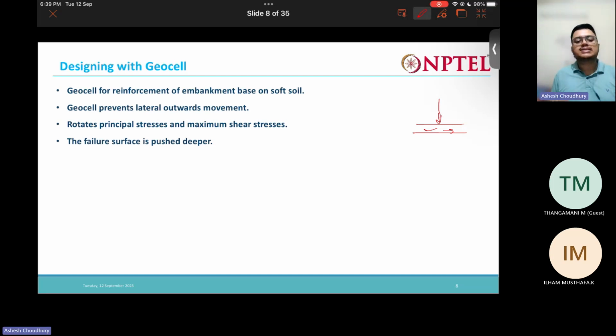The geocell actually rotates the principal stresses and reduces the maximum shear stress, and the failure surface is pushed deeper. So say the failure would have occurred like this. Now what happens? This failure surface is actually pushed deeper. So the failure actually doesn't happen. Here we have strong soil, and here is the soft soil, and here we have the strong soil. The failure surface is pushed deeper, right? So we are actually strengthening. We won't allow the failure to happen, right? Using GeoCell.